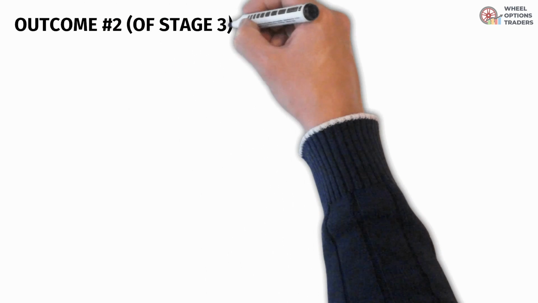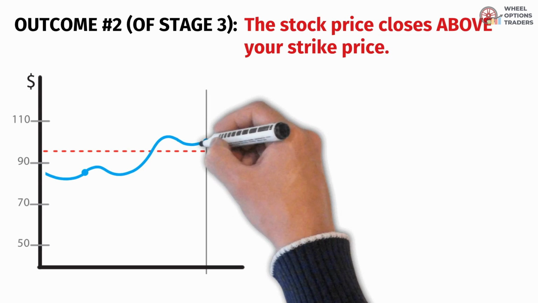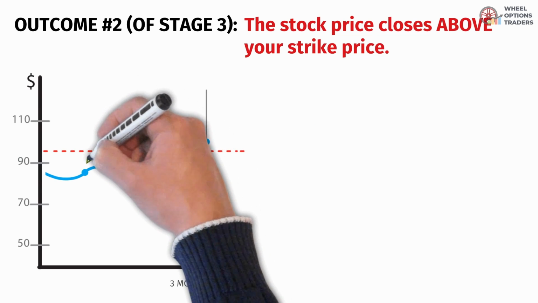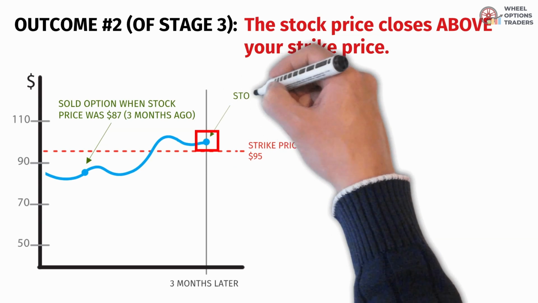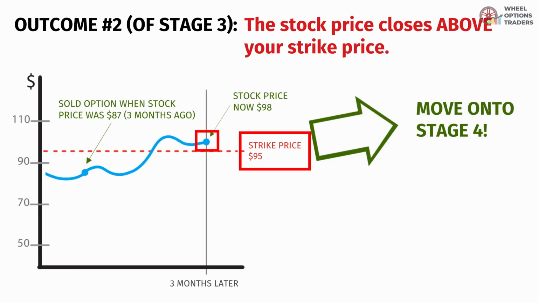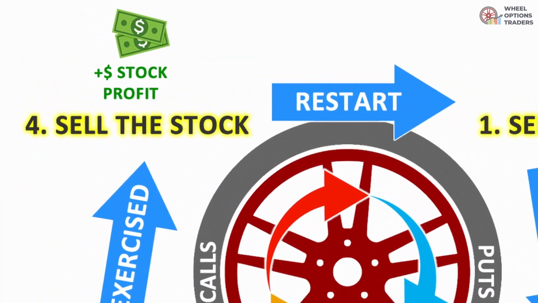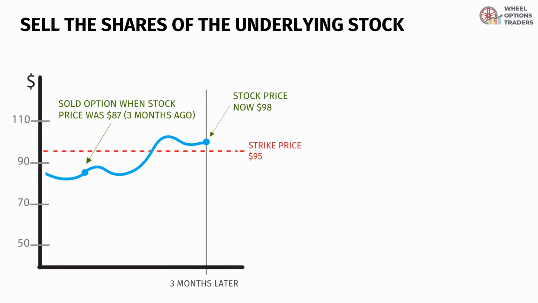So outcome number 2 is exactly that. The underlying stock's price closes above the strike of $95 by expiration. So for example, the stock price at close of trading on the final day is $98. And this would move you onto stage 4. And stage 4 is to sell the stock. You sell the shares of the underlying stock to the options buyer. So you've reached the final stage of the wheel strategy. Well, perhaps not quite. We'll talk about that in a moment.